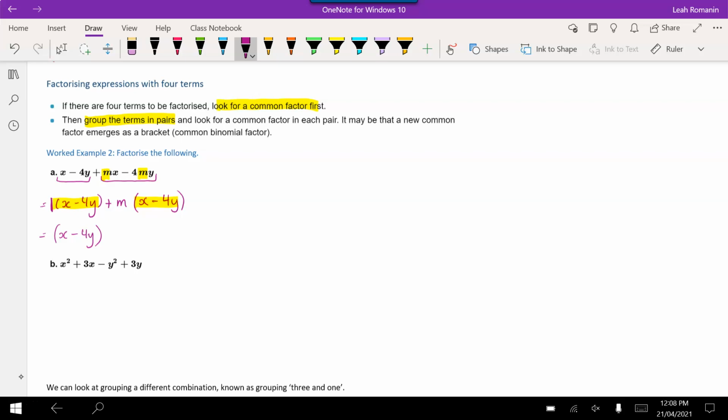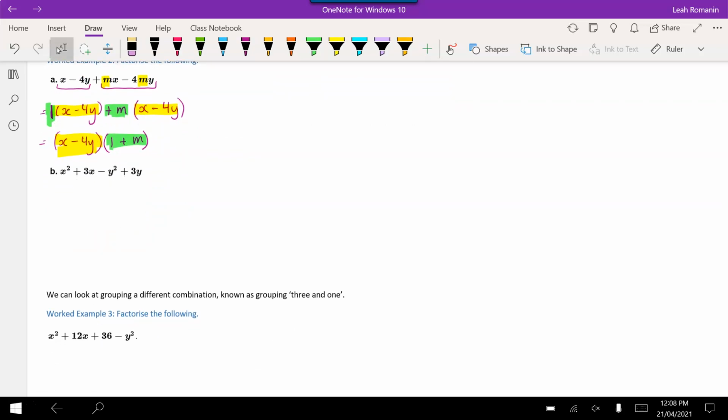What you're going to do in a second bracket, where you're multiplying these two brackets together, so there's no operation in the middle here, the brackets are next to each other, I'm going to put 1 plus m. So the 1 at the front here and the m are going to go in this bracket. The x minus 4y goes in this bracket. You've taken out the common factor of x minus 4y, and then the leftovers go in our second bracket.